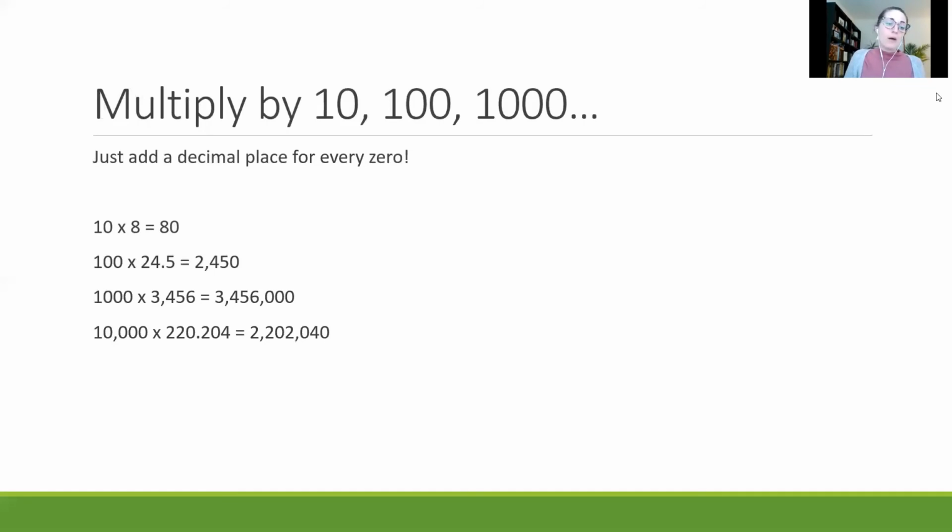And finally, if I have 10,000 times 220.204, well, I have 4 zeros on 10,000. So that means I'm going to need to move over 4 places. So I have 3 decimal spots there that I need to move over first. Let's go 1, 2, 3. That puts us past the 204. And then I need to do 1 more, and I can fill that in with a 0. So that gives me 2,202,040.